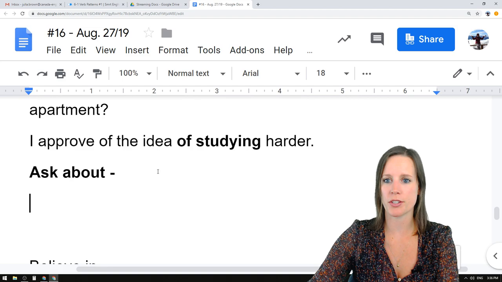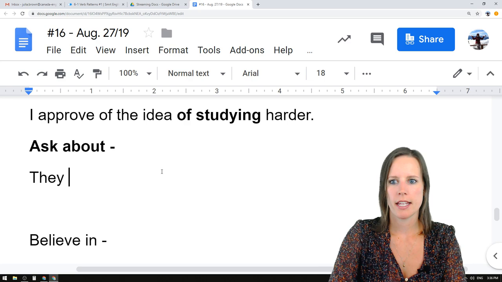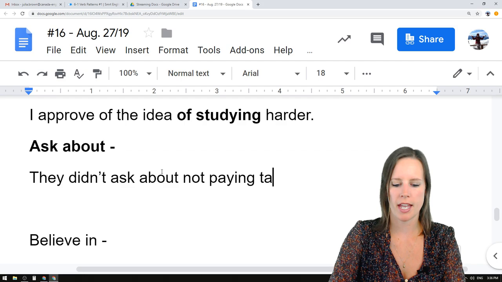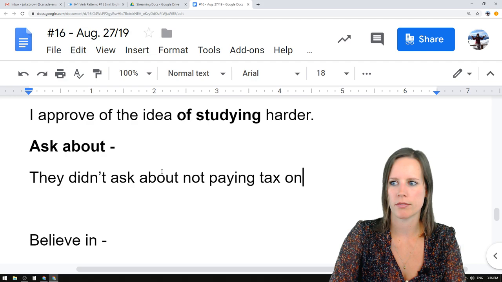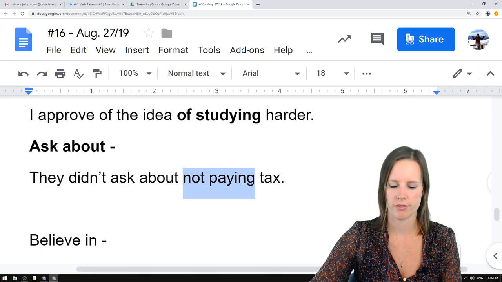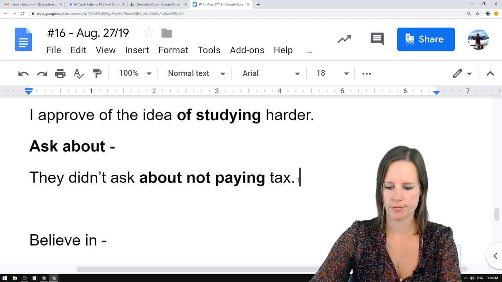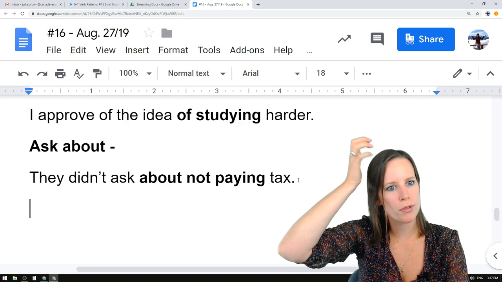Okay. I'll give you the first example. For example, they didn't ask about not paying tax on that purchase. I'll just leave it like that. They didn't ask about not paying tax. Okay. So we have a negative gerund after our preposition about. Imad, I don't approve of him smoking. That's a good sentence, yeah.